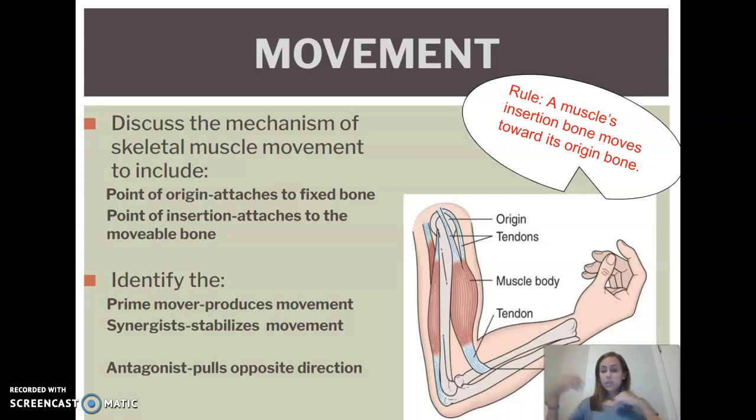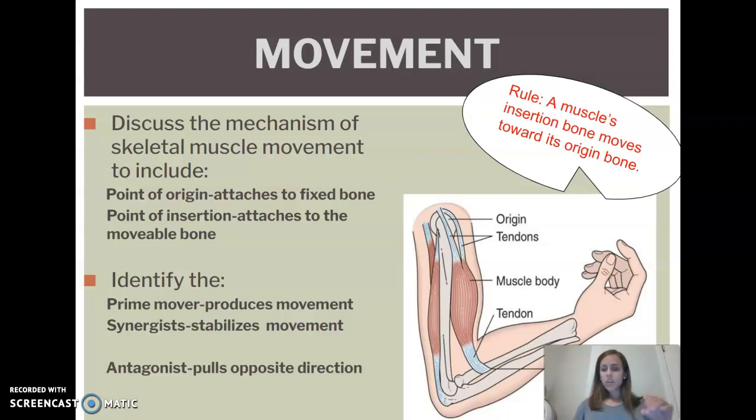Synergists are other muscles that help with the movement. So they might not be the primary mover, but they help that movement occur. So we'll learn later on that the brachioradialis muscle is a synergist muscle to elbow flexion. It helps that movement out. It assists in making that motion happen.